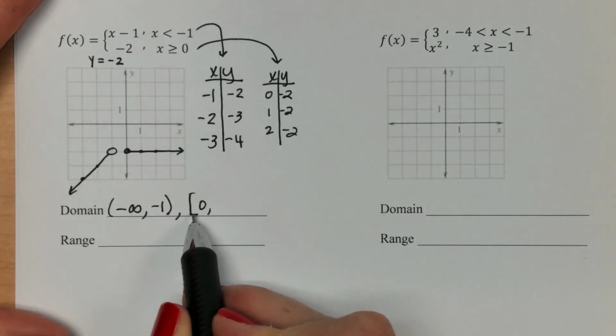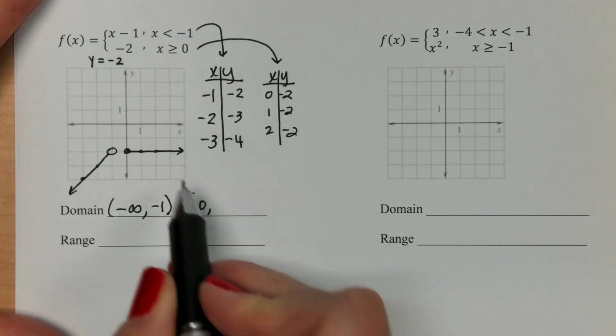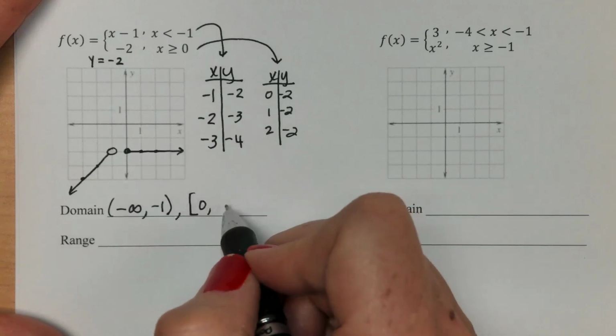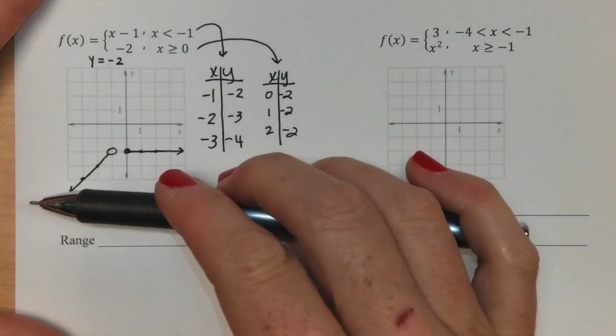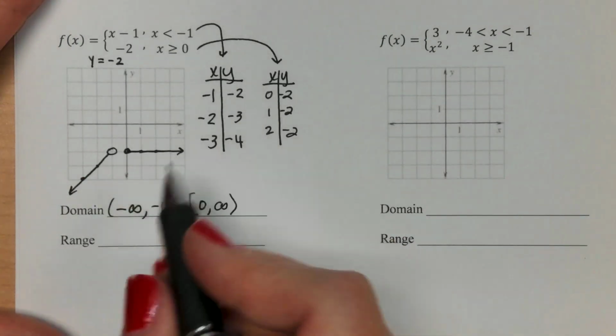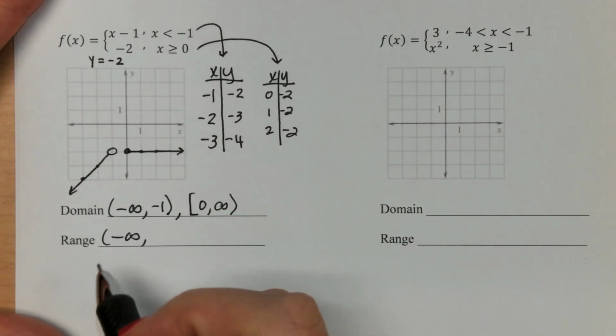This means value is included, closed circle. And then that arrow is going forever, so it's going to go all the way to infinity. Range value, we're going to start as low as we can, so that's going to go down as far as it can go, which is -infinity.